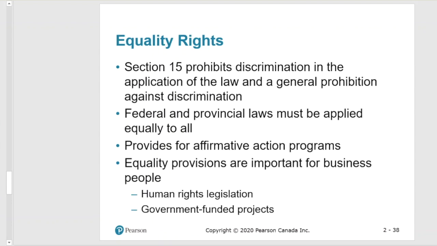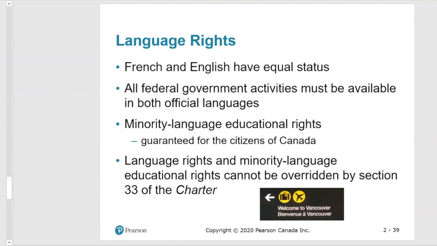Equality rights, so everyone is equal before the law and there can't be discrimination. Language rights, French and English have equal status in Canada. So if you are a foreigner arriving in Canada, you saw signs at the airport both in English and in French, because federal government services have to be available in both languages. Not delivered, but they have to be available in both languages. Okay? So those are some of our freedoms and rights from the Charter.